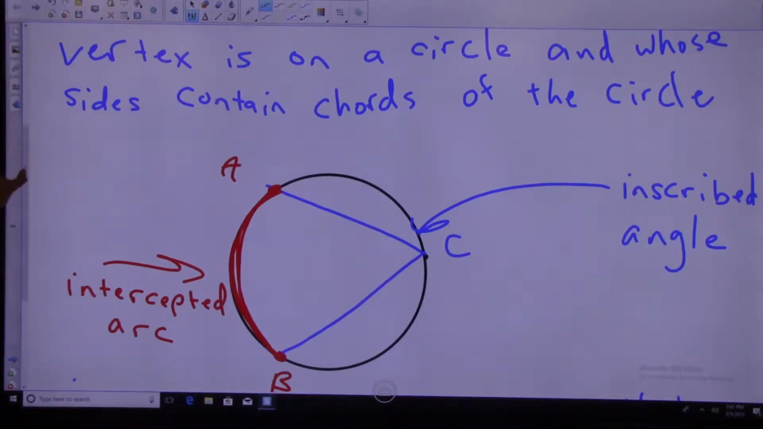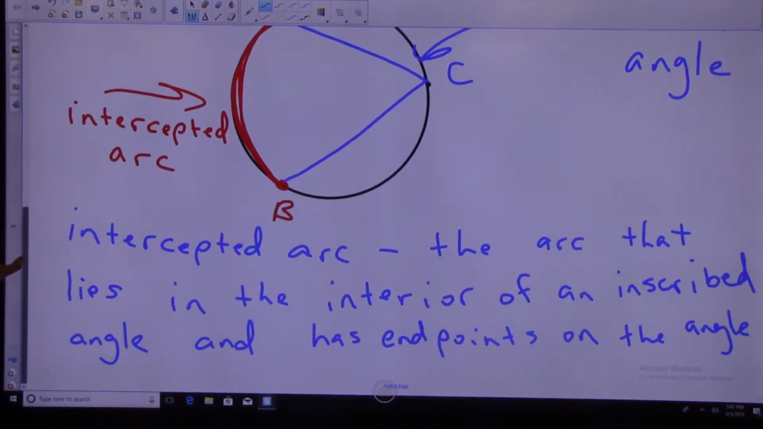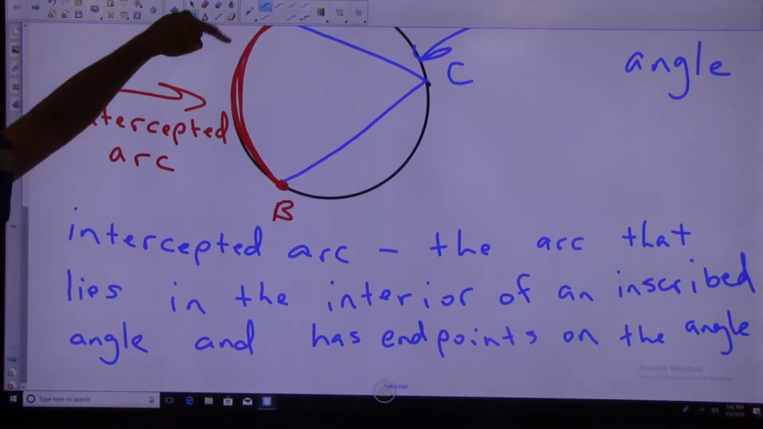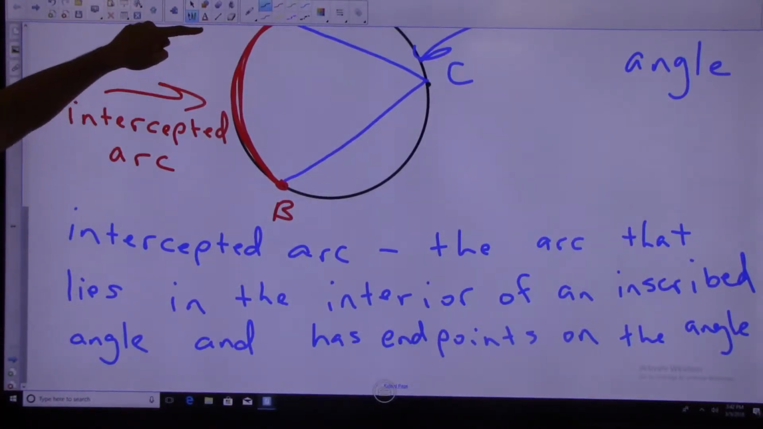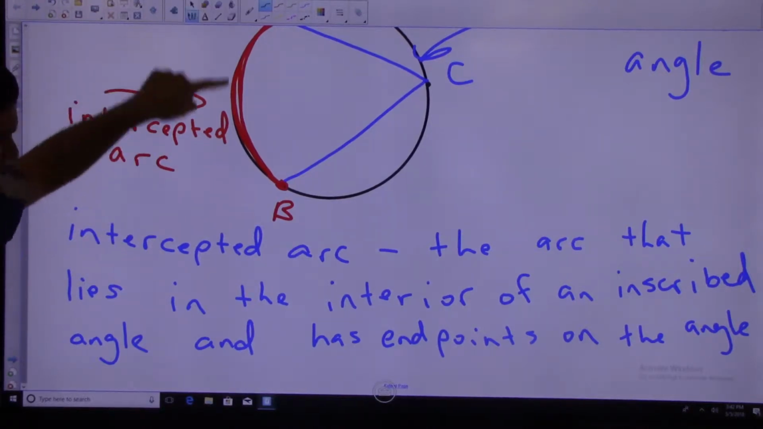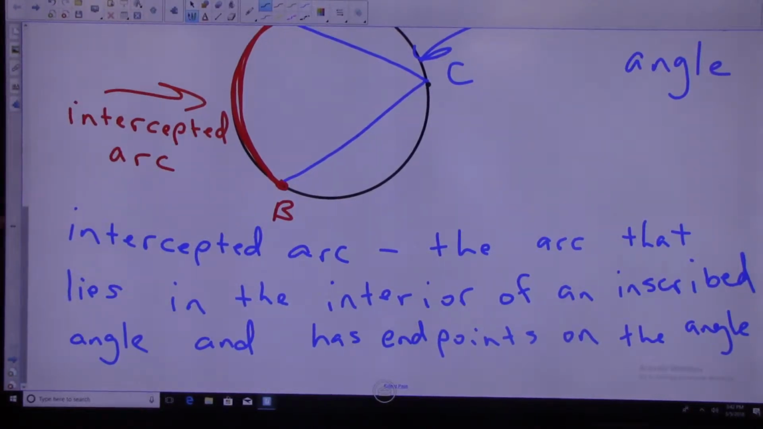I actually think I have that defined here. Let me scroll down and you go and write this down as well. Again, pause wherever you need to. An intercepted arc is the arc that lies in the interior of an inscribed angle and has endpoints on the angle. So here it is. That arc right there lies in the interior of the inscribed angle, and its endpoints are A and B. The endpoints are on the angle.